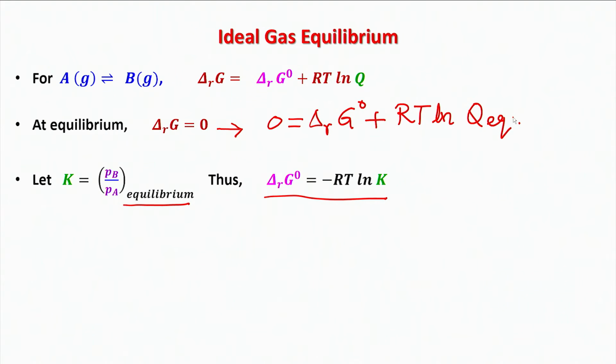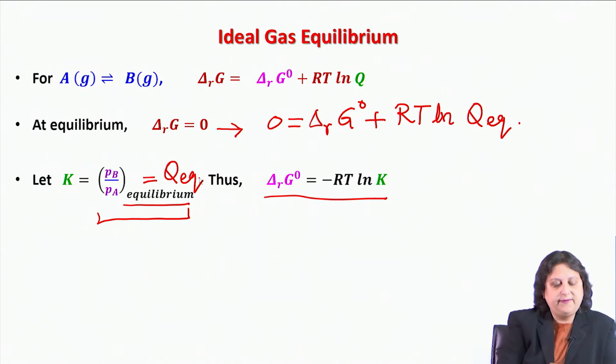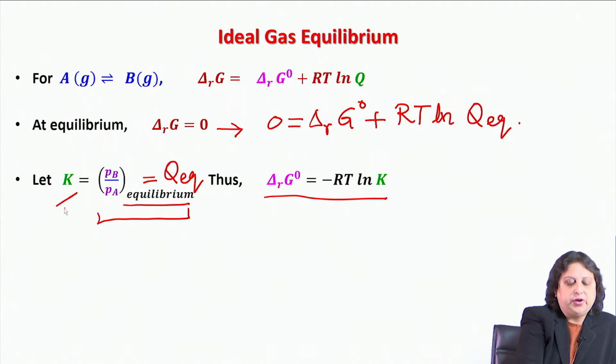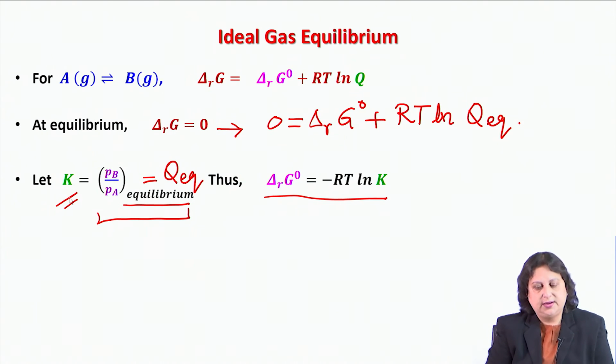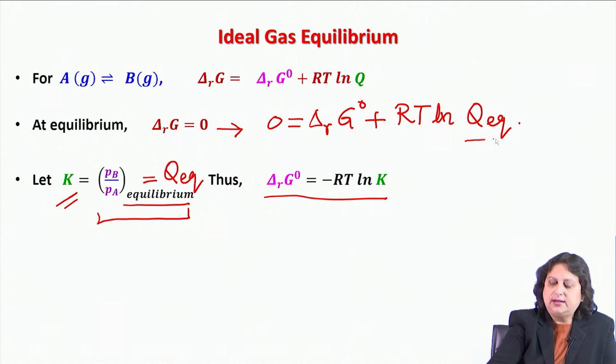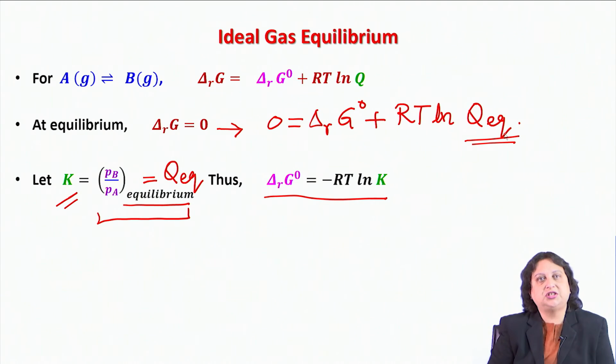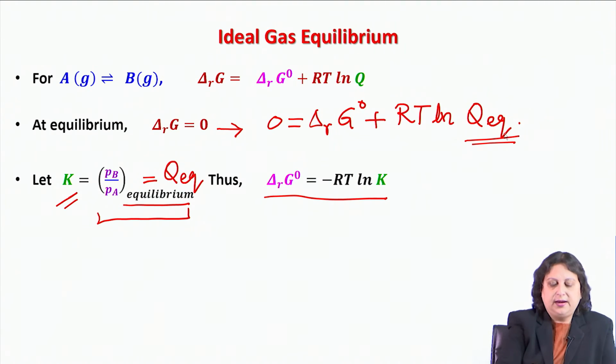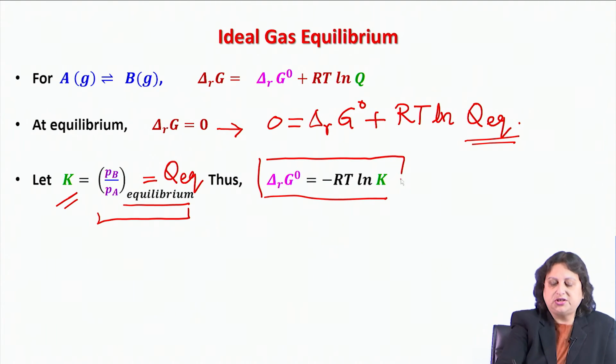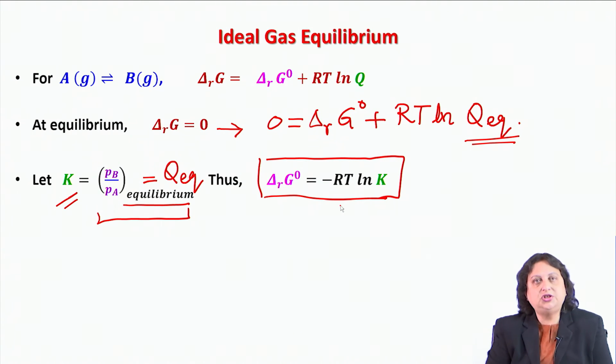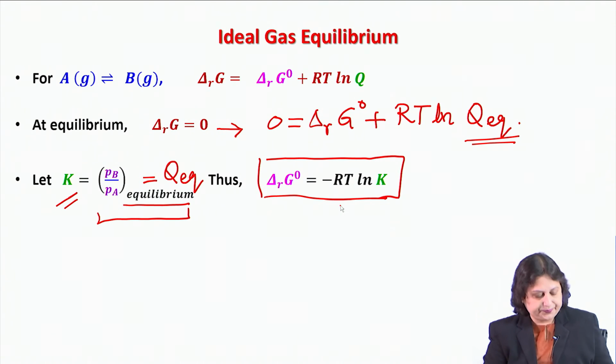Now what is capital Q at equilibrium? That is nothing but Pb by Pa at equilibrium. So this is nothing but Q equilibrium, and therefore what I have is what we call an equilibrium constant, and I'm going to replace the Q equilibrium in this expression by capital K. And now I have this very important relationship that delta Rg naught is equal to minus RT ln K.